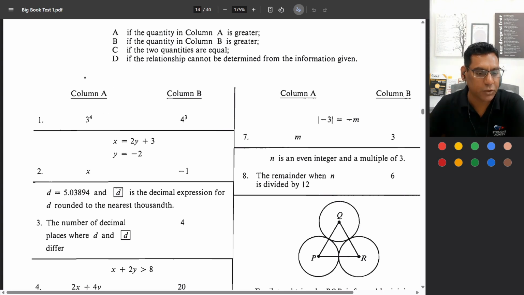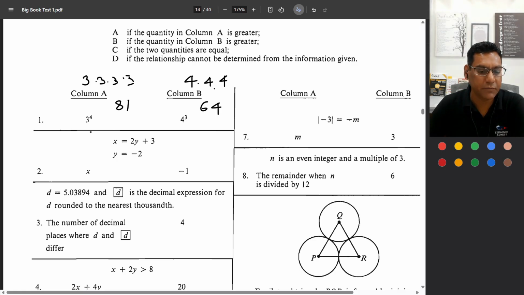Okay, so 3 raised to 4 would be 3 times 3 times 3 times 3. So that's going to be 9 times 9, so that's 81. Column B is going to be 4 times 4 times 4. That's going to be 64. Right? So 81 is greater than 64. No negative signs or anything, so pretty straightforward. The answer here is column A is bigger.